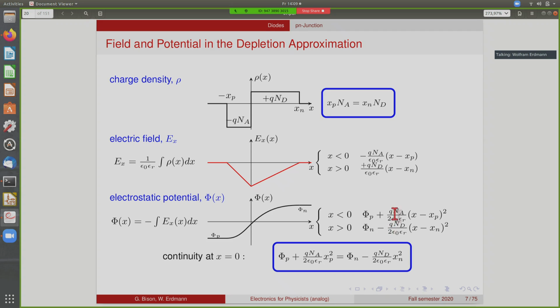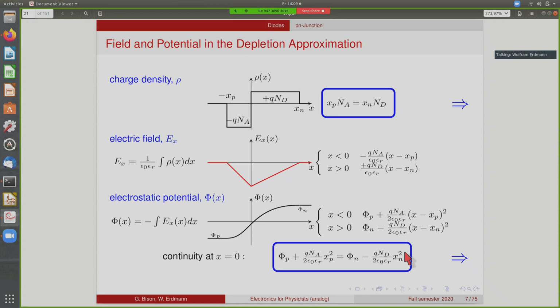The two pieces must be continuous, of course, in the middle. Oh yes, they are. So they have to be continuous in the middle. So when you put 0 in here for x, then the two terms must be the same. So the potential far away from the junction on the left-hand side, plus this constant, this expression times xp squared, must be the potential far away from the junction on the n side, minus this constant multiplied by xn squared.